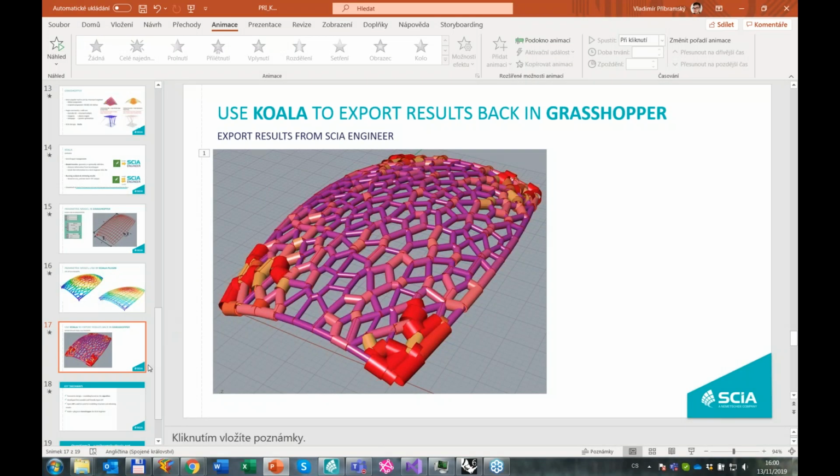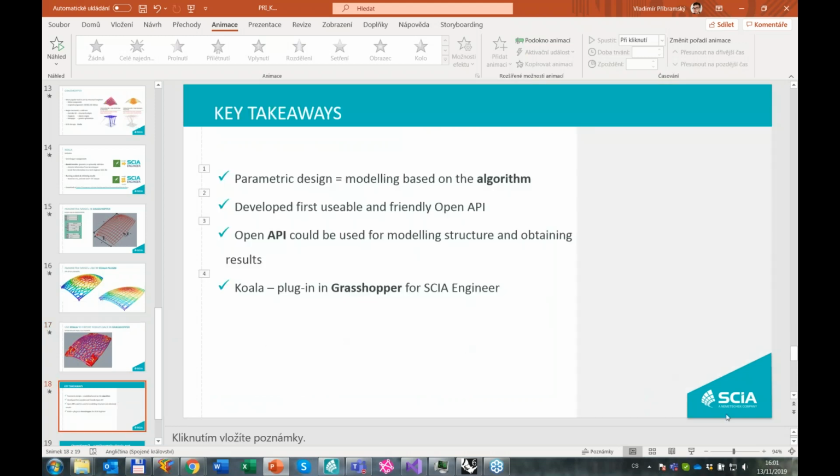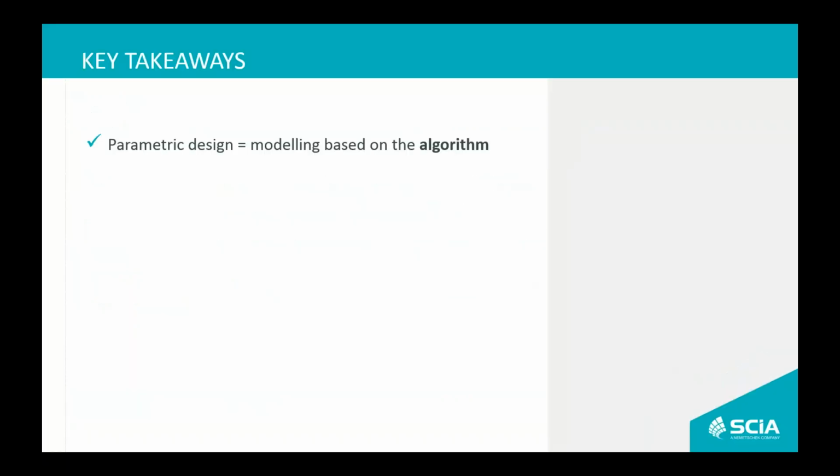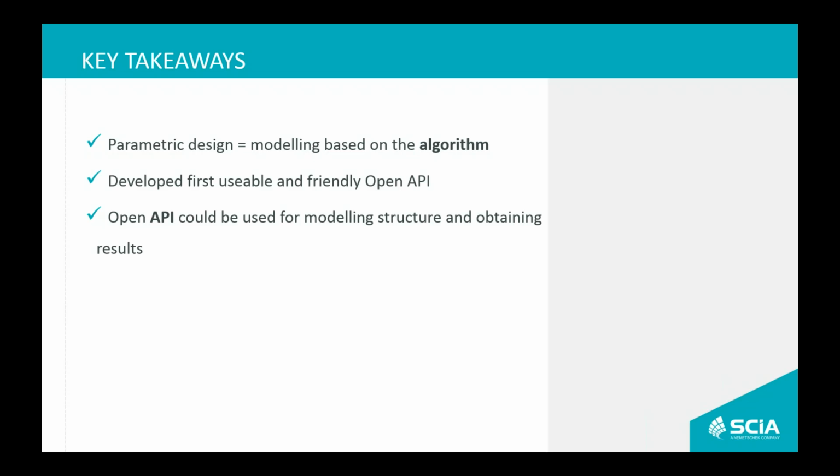So here I am just finished with the showing, and let me give you some takeaways. What are the takeaways from this webinar? So parametric design is actually modeling by algorithms. That's important. We developed the OpenAPI and we have a dedicated webinar for it. It can be used for modeling structures and obtaining results, but so can Koala.